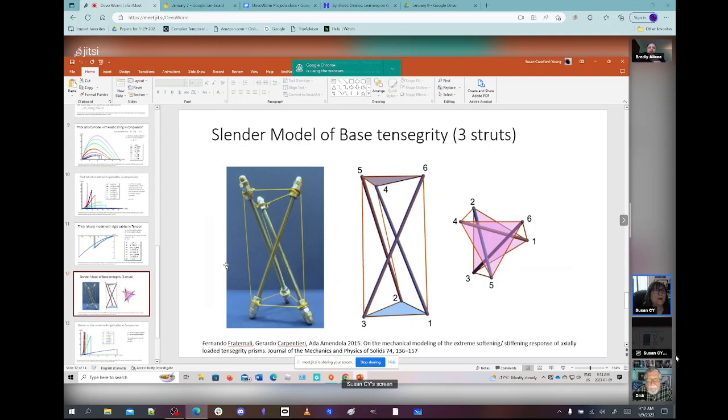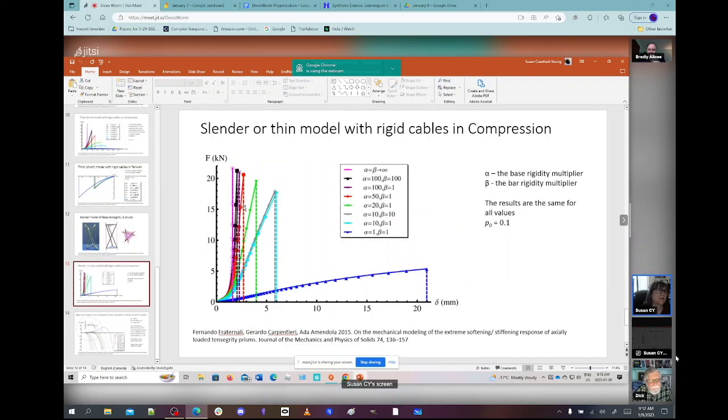But the curves are like this, with the slender model with the rigid cables in compression. And then you have your J curves again, except these are different from the higher tensions. And of course, the blue curve, alpha equals 1, beta equals 1, is totally different. It goes its own way, we'll just say.